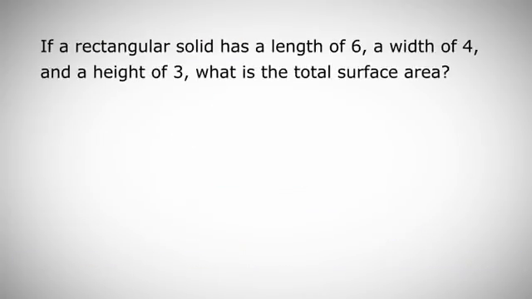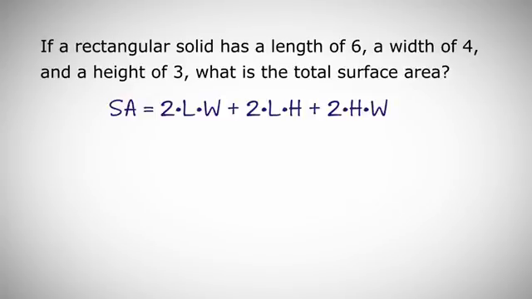If a rectangular solid has a length of 6, a width of 4, and a height of 3, what is the total surface area? So what we're going to do is find every combination of length, width, and height we can multiply together. So what we know is that our surface area is going to equal 2 times the length times the width, plus 2 times the length times the height, plus 2 times the height times the width. So we can just plug it into our formula here. What we're doing is finding the area of each unique face of this rectangular solid and multiplying it by 2.